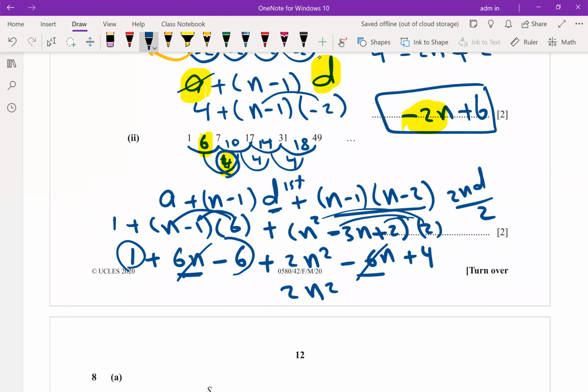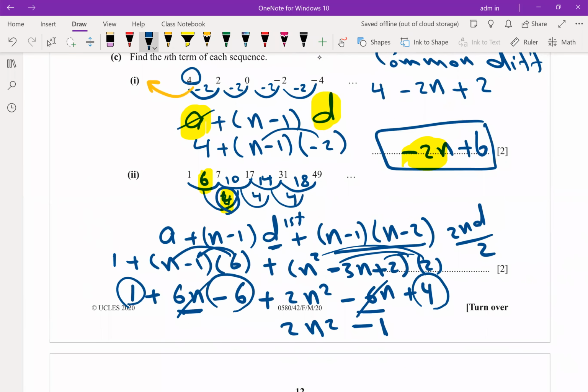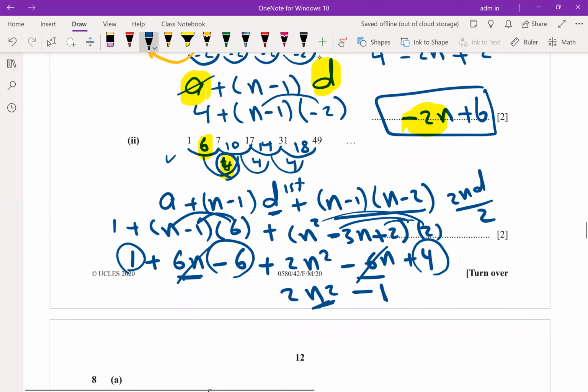1 minus 6 minus 5, minus 5 plus 4 is minus 1. So the final answer is 2n squared minus 1. If you substitute n by 1, you will get 1. If you substitute 2, 2 squared is 4, 2 times 4 is 8, 8 minus 1 is 7, correct. That's the final answer. I will repeat this method again and will give you another one.